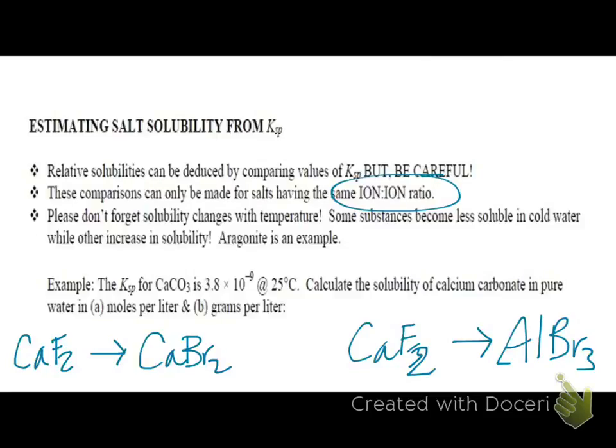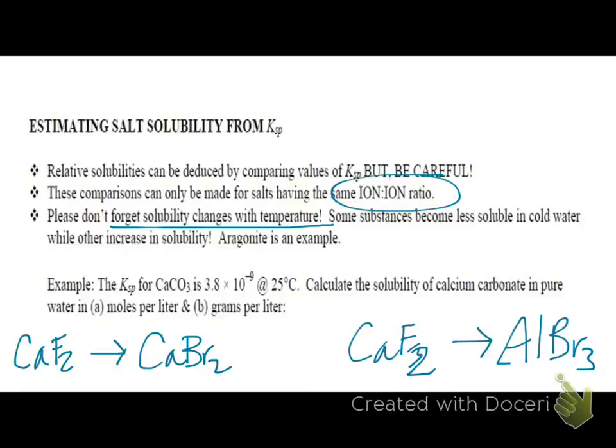Okay. Also, I want you to not forget that solubility changes with temperature. Generally, we've said in the past that with increasing temperature we increase solubility, but that's actually not always the case. Some substances are less soluble while they're hot, and then some are actually more soluble when they're cool. And so we have to keep that in mind.